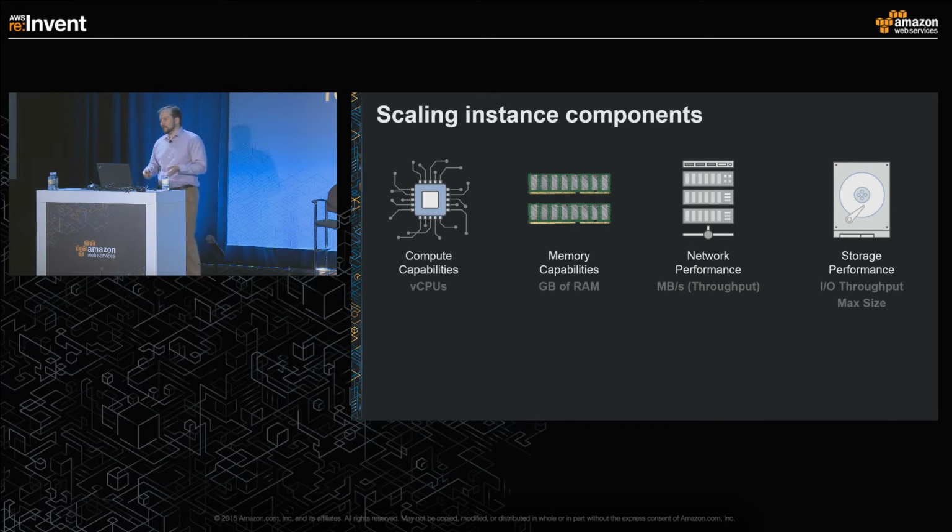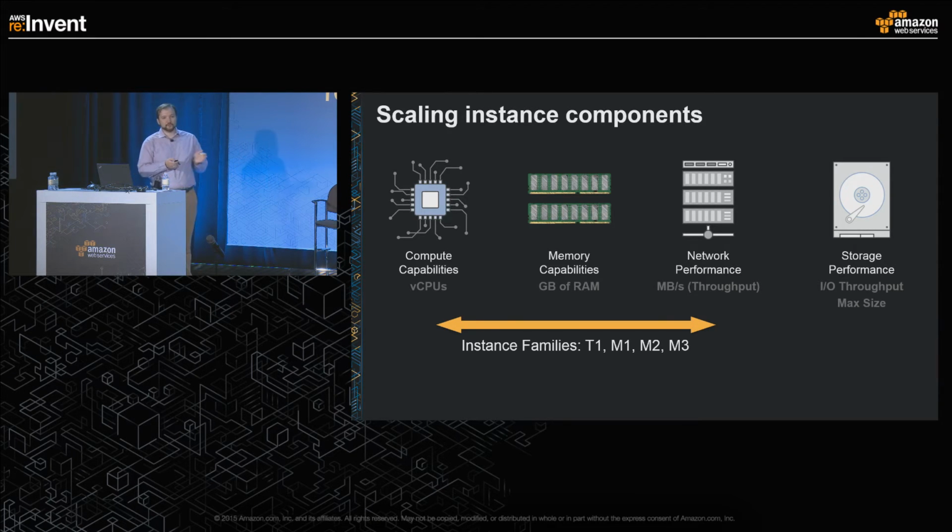When you go about scaling your instance, you typically have 4 things to tweak. The first one is the compute capability of your instance, typically measured by the number of vCPUs. The other component of your RDS instance is memory. Then you have network, and lastly, you have storage. We used to offer a variety of instance families in the past, starting with T1, M1, M2, M3, and we have recently launched support for T2 and R3 instance types.